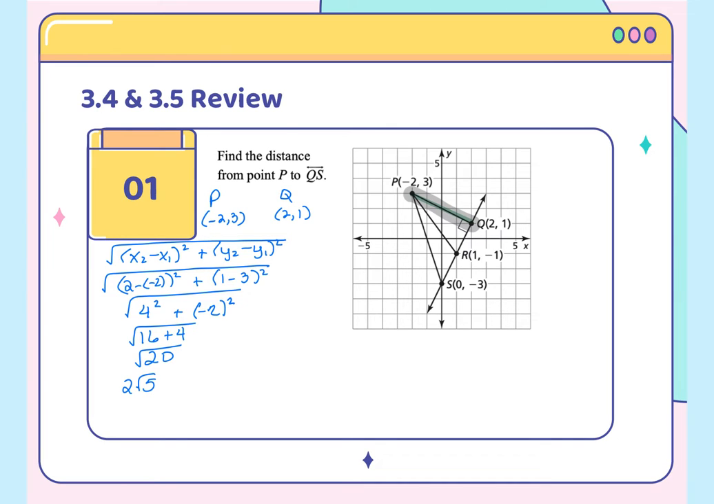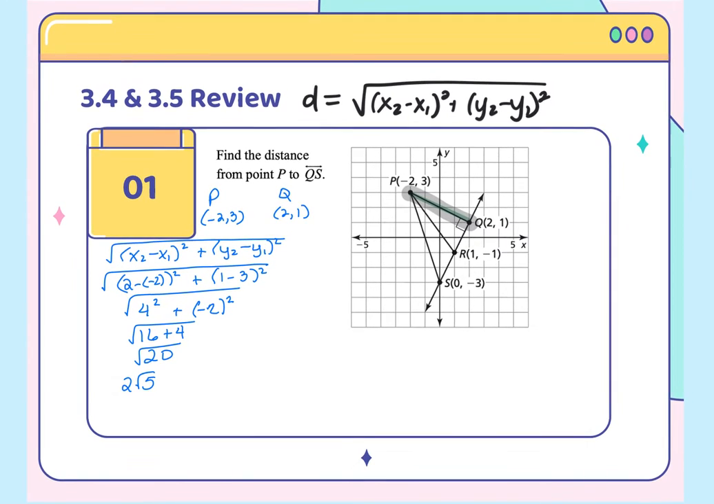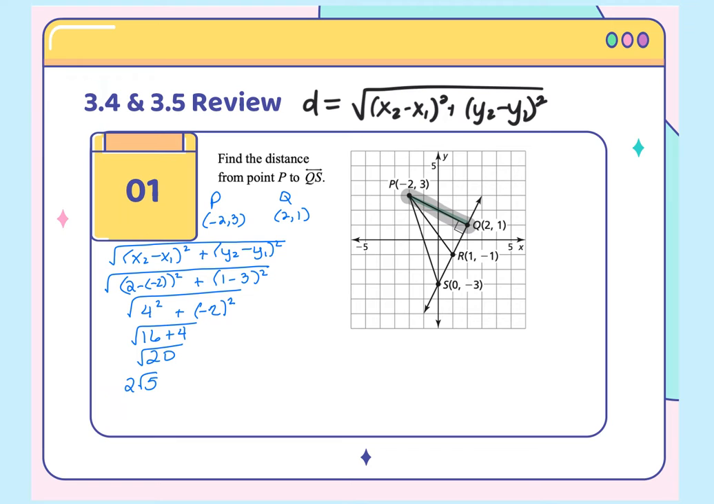Your distance formula, which is obviously something you need to know for your test, is the square root of (x2 minus x1) squared plus (y2 minus y1) squared. And then you should have gotten square root of 20. These are the ones that you have to break down if you can. 20 breaks down into 2 and 10, which is 2 and 5. And then these two bring a 2 to the outside, and the 5 was left underneath. So 2 root 5 is how that answer needed to be written.